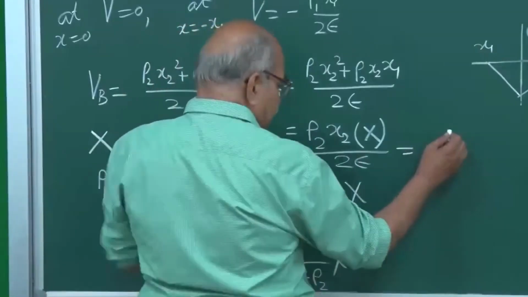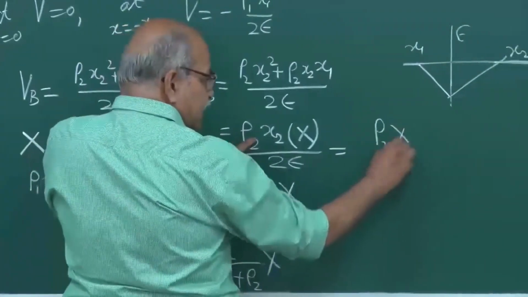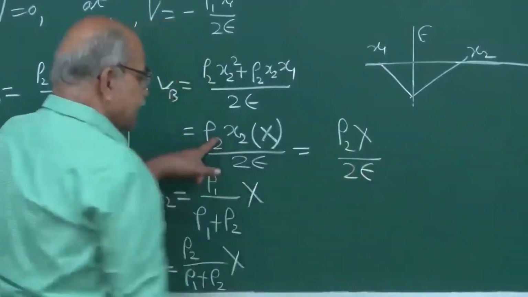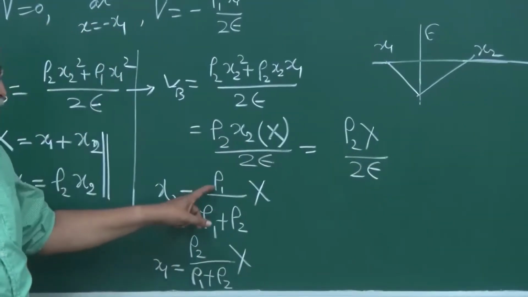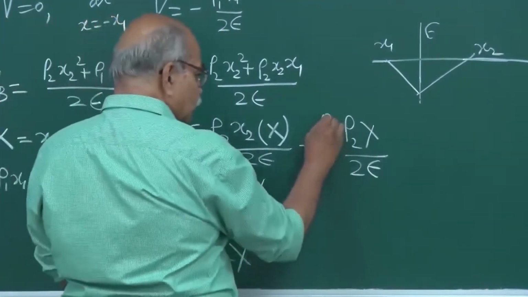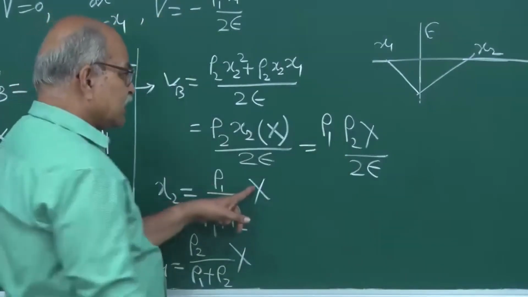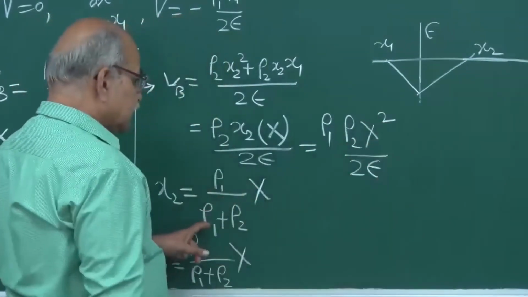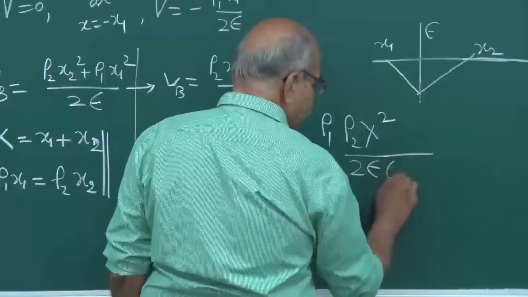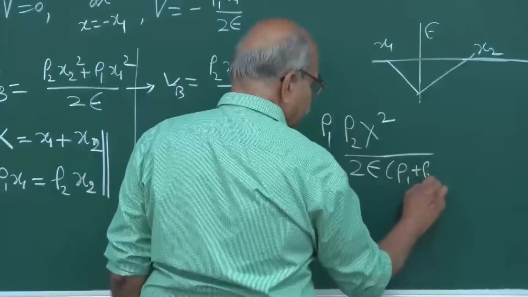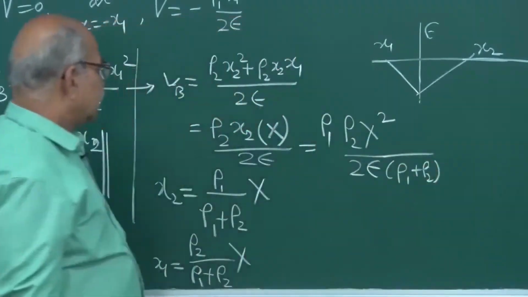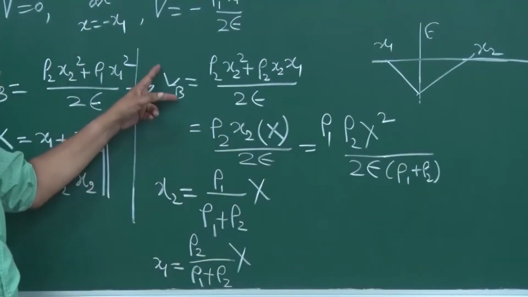What do you get? You have rho 2, you have capital X, and then 2 epsilon, and then this x2. So put rho 1 here, and then capital X, so square of this, and then divided by rho 1 plus rho 2. That is this VB, potential barrier.